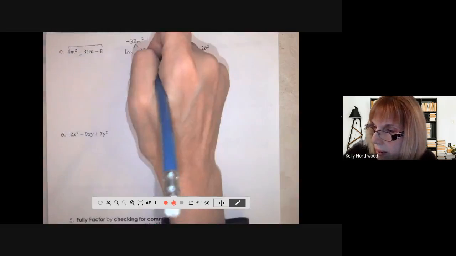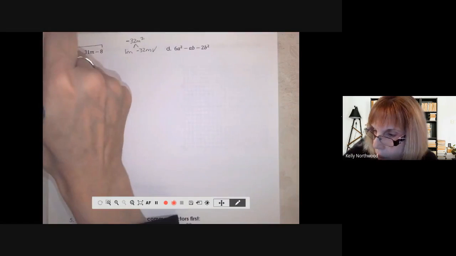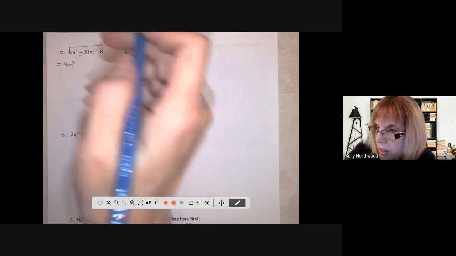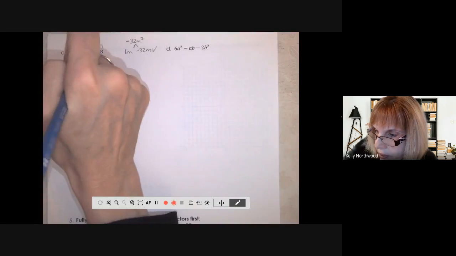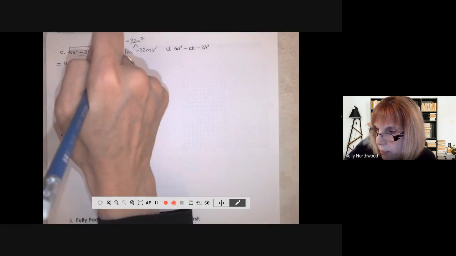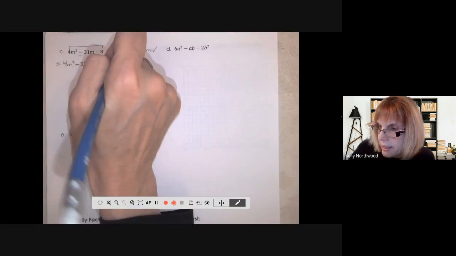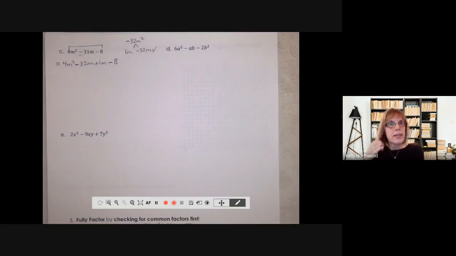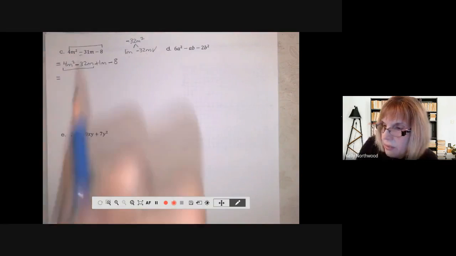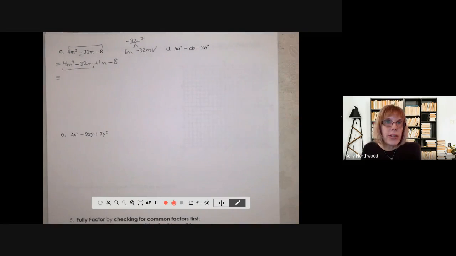So that's my pair. So I'm going to write 4m squared down. And what has more in common? Well, I know 4 goes into 32, so I could choose negative 32m here. Then plus 1m minus 8. So now you've created factoring by grouping, and you're looking for what's in common with just the first two terms.